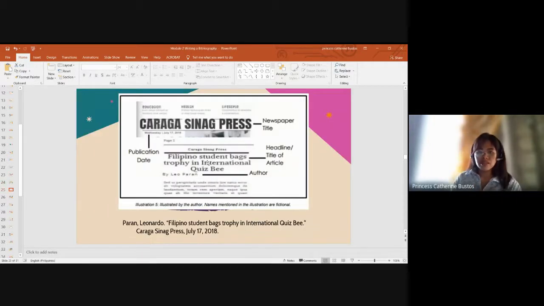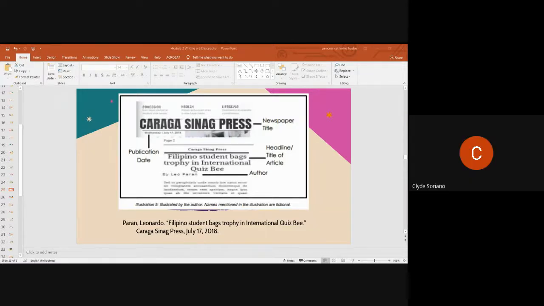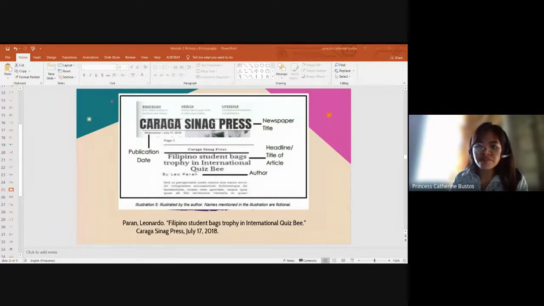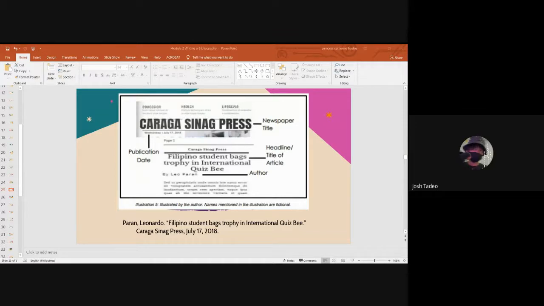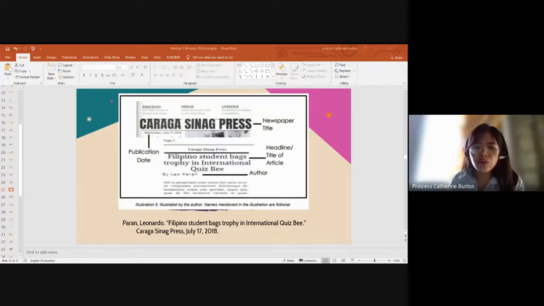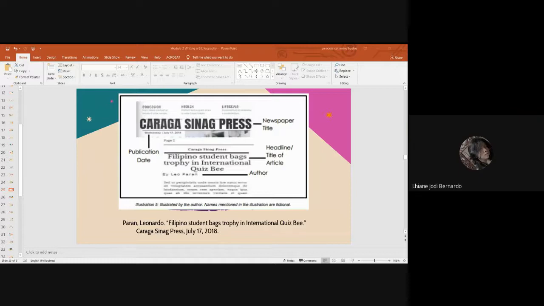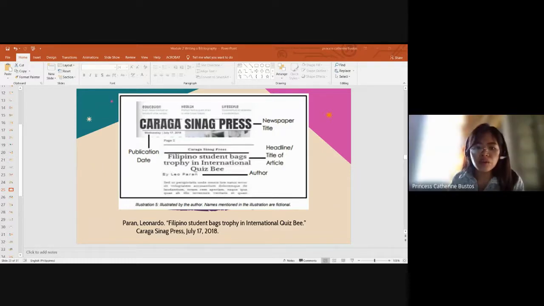Now let's move on to this example. Can you tell me what's the newspaper title? Caraga Sinag Press. Very good. Now can you tell me what's the title of the article? Filipino students bags trophy in international quiz bee. Very good. Now who is our author? Karen Leonardo. Thank you. Now, did we miss anything?